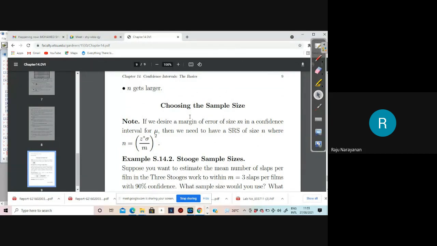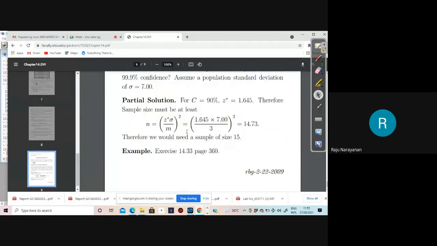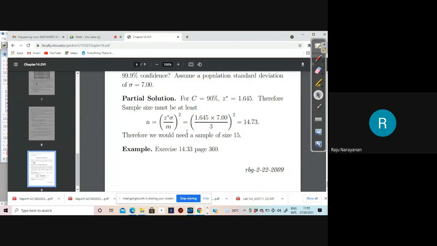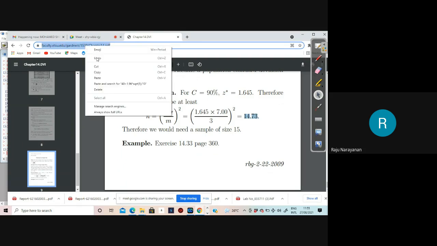What is the appropriate sample size? For your study, you are doing some experiments and using the information, you have to estimate how many data points you need. In this case, they have done one example. Therefore, the approximate sample size is 15. Like that. I shall give you this link.